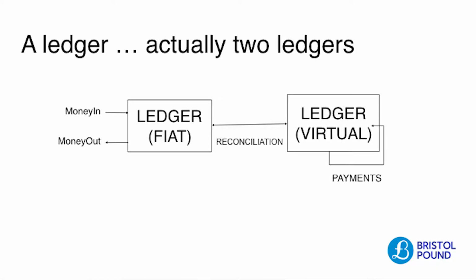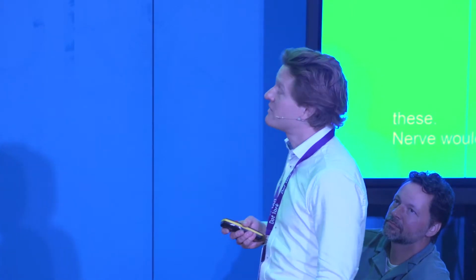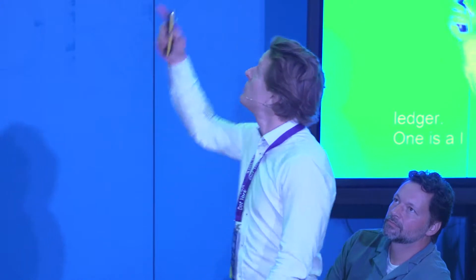Right? So one by one, we'll whip through these. So you need a ledger. Anyone who's running a currency would need a ledger. Actually, you need two ledgers, because one ledger is the fiat currency. This is where you have sterling coming in and out of the system. That is reconciled to our virtual currency.